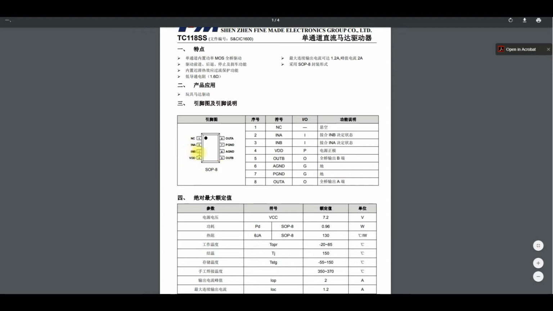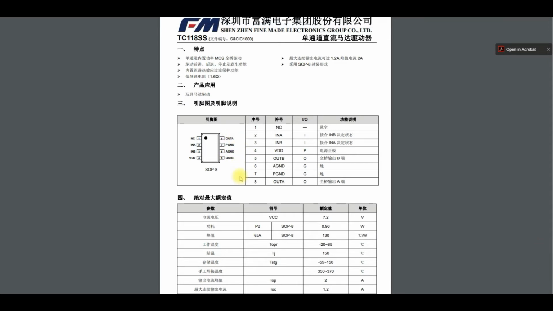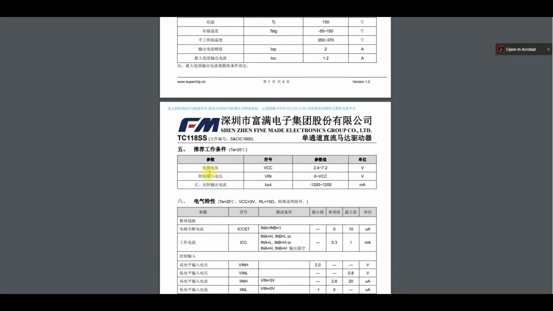In A and in B, so that's obviously our direction controls. VDD is going to be our supply voltage. We have two grounds here, and then we have out A and out B. So out A and out B are going to be the connection to our motor, that's fairly obvious. In A and in B are going to be our inputs that control the direction. So usually if it's high, actually it'll be down here somewhere.